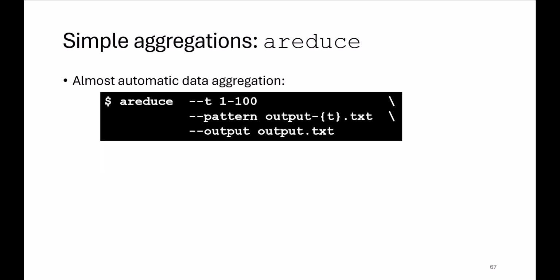Another thing that atools is going to help you with is aggregating data, and that's using areduce. So for simple cases, it's quite automatic. Your files follow a particular pattern, the file names. So in this case, each array item has produced output-<job array id>.txt, and you want to aggregate those into output.txt. So you simply specify the range of job array IDs with -t, and those will be substituted into the file pattern that you specified.